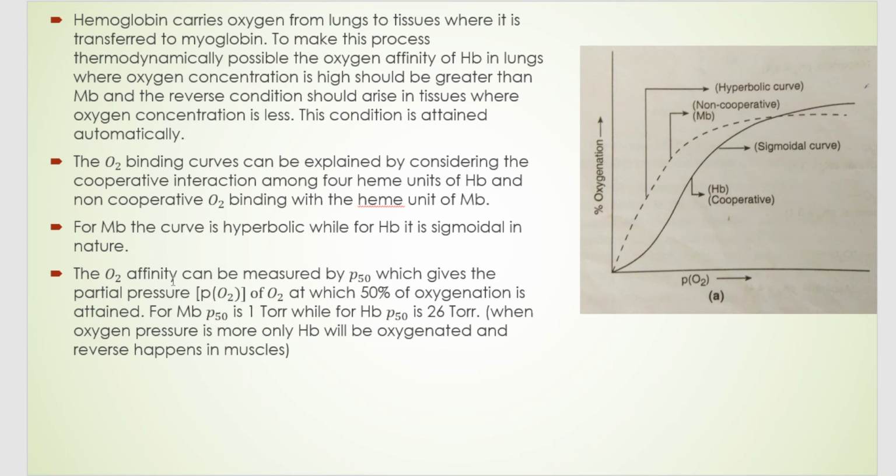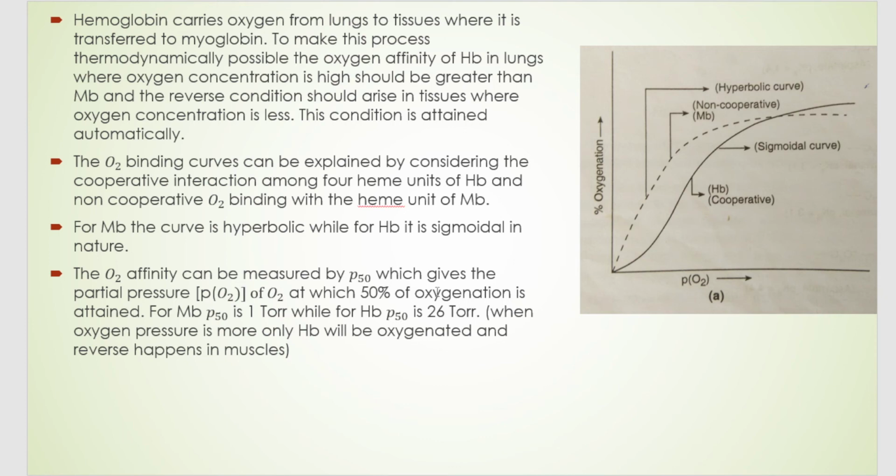The oxygen affinity can be measured by P50, which gives the partial pressure of oxygen at which 50% oxygenation is attained. So you need to know the P50 value for myoglobin and hemoglobin. The P50 value of myoglobin is very small, that is 1 torr. This is the partial pressure of oxygen when 50% oxygenation is attained. So for myoglobin the P50 is 1 torr and for hemoglobin it is 26 torr.